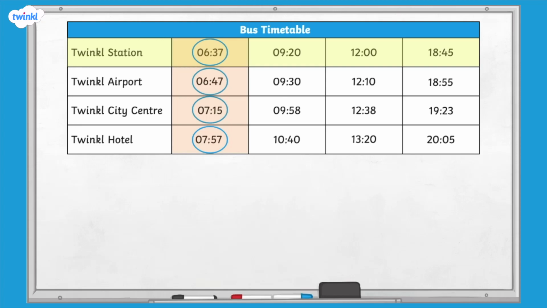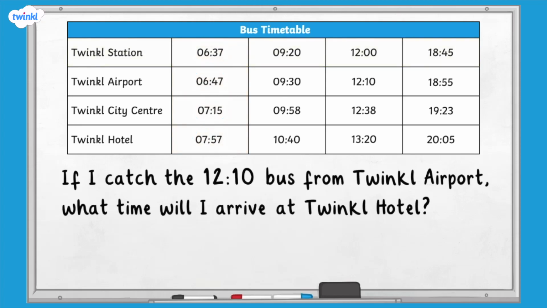Let's use the timetable to answer this question. If I catch the 12:10 bus from Twinkl Airport, what time will I arrive at Twinkl Hotel? We need to find the row of the timetable that shows the bus times for Twinkl Airport and read across the row until we find 12:10. This column now shows us that this bus will arrive at Twinkl City Centre at 12:38 and Twinkl Hotel at 13:20. Therefore, the answer to the question is 13:20. Which is the same as 1:20 p.m.